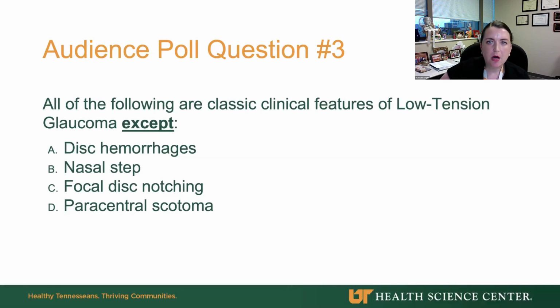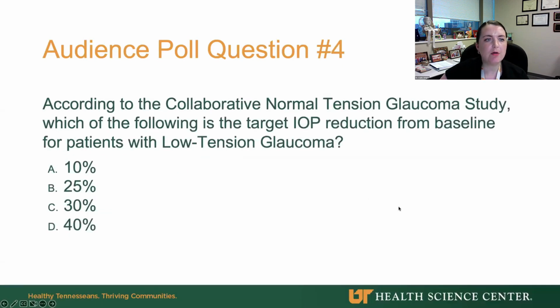Good. So our fourth question now: according to the collaborative normal tension glaucoma study, which of the following is the target intraocular pressure reduction from baseline for patients with low tension glaucoma? Again, according to the collaborative normal tension glaucoma study, which of the following is the target IOP reduction from baseline for patients with low tension glaucoma?